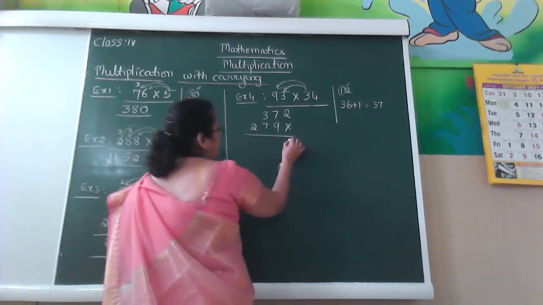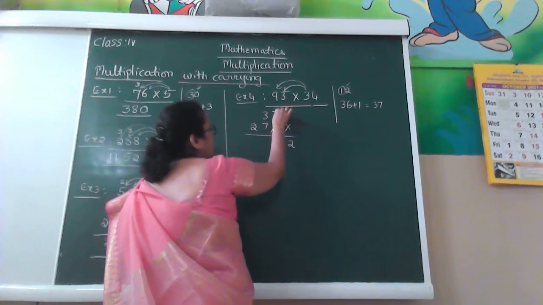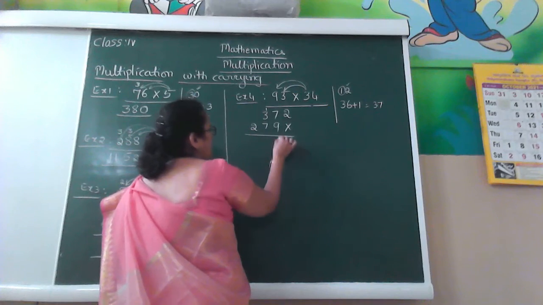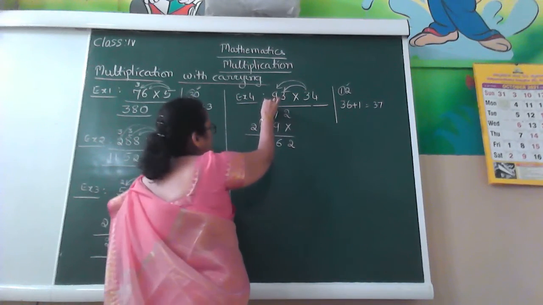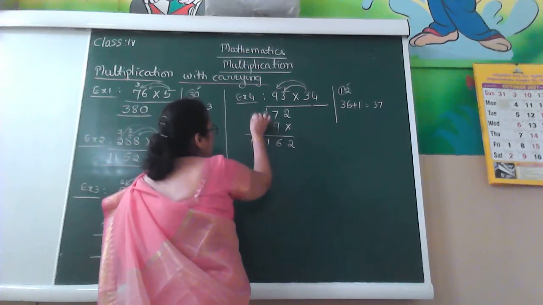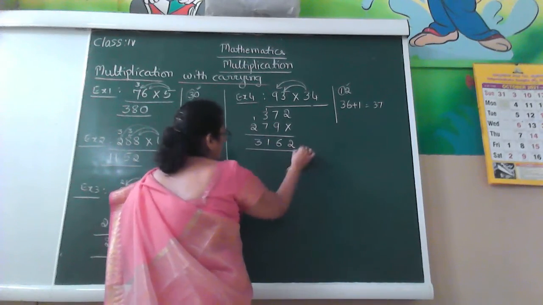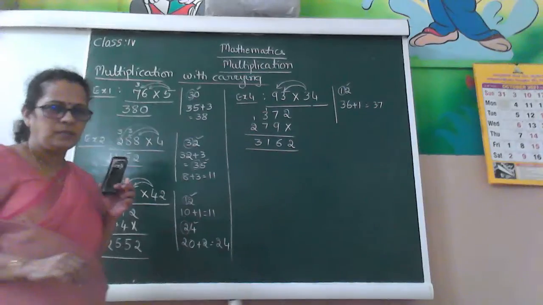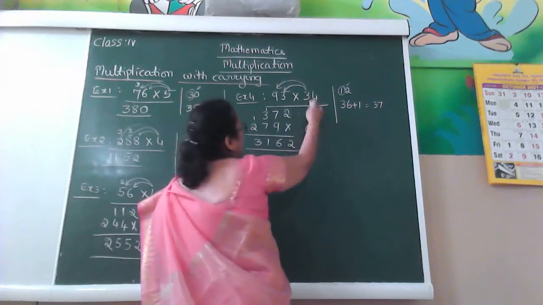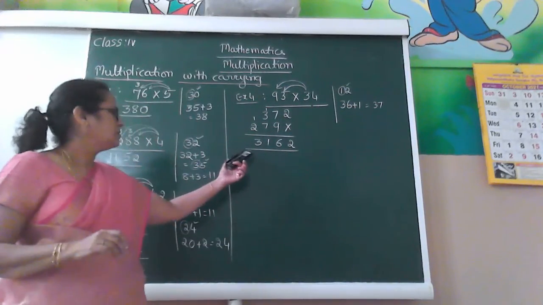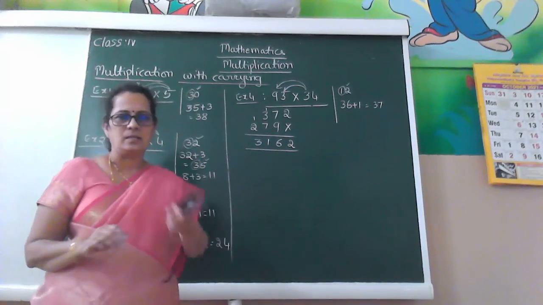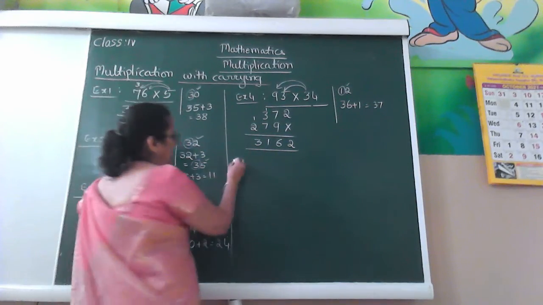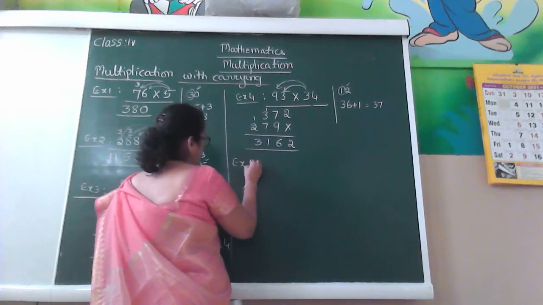Next add it. 9 plus 7 that is 16, 7 plus 3 is 10, 10 plus 1 is 11, 2 plus 1 it is 3. So the product after multiplying 93 into 34 is 3,162.